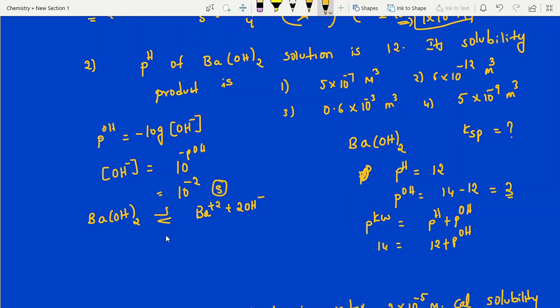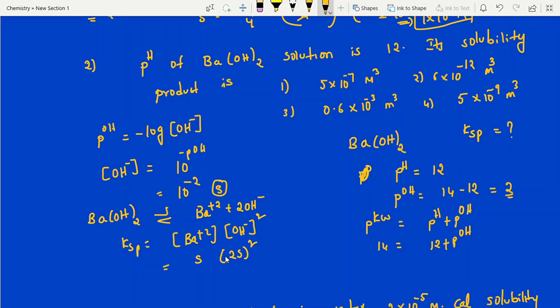Barium hydroxide, KSP equals barium plus 2 concentration into OH minus concentration. The stoichiometric coefficient is raised to the power 2, right? So this is barium plus 2, you have to take its concentration as S, and OH minus as 2S whole square. Don't forget this one. If you forget the 2S, you will get the wrong answer. Here most of the students make mistakes. That's why I have selected this question. So concentrate. This is one of the important points.